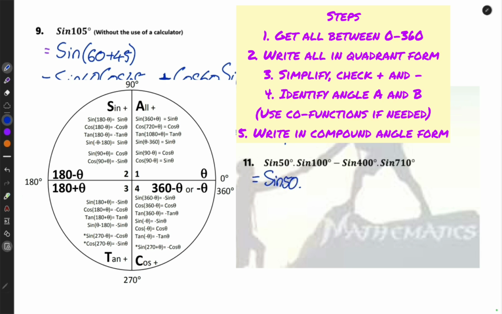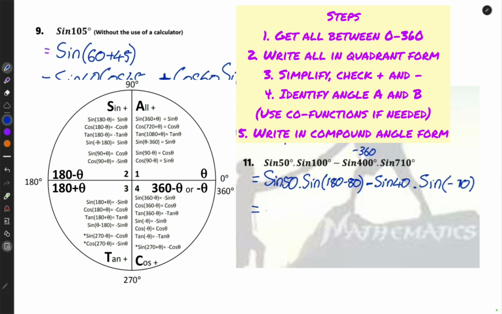So let's start with this thing. So luckily sine 50 is already in the correct quadrant. Now sine 100 is quadrant 2, so I can rewrite that as sine 180 minus 80. Okay, perfect. Then sine 400, remember I can subtract 360 from any number that's too big. So I'm just going to say this is minus sine 40. And then the last one, I need to subtract 360 from that. Then I'm going to end up with 350. I can then subtract 360 again, then I end up with minus 10. So let me just rewrite this then as sine of minus 10.